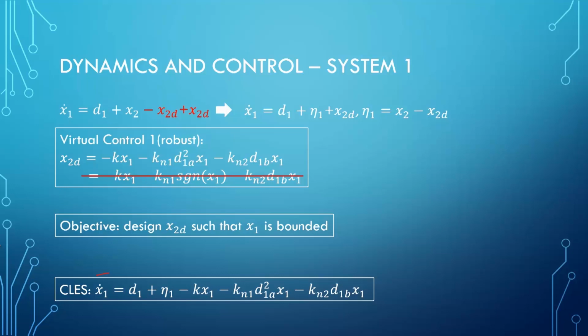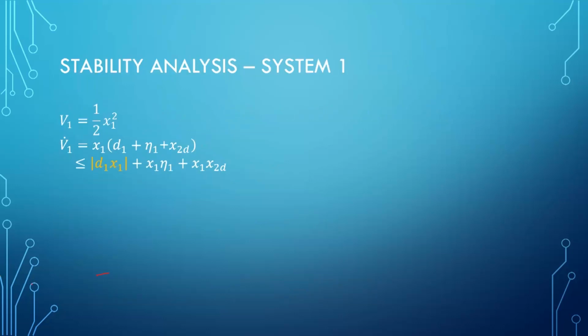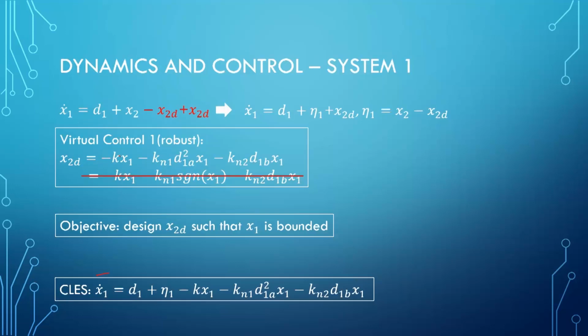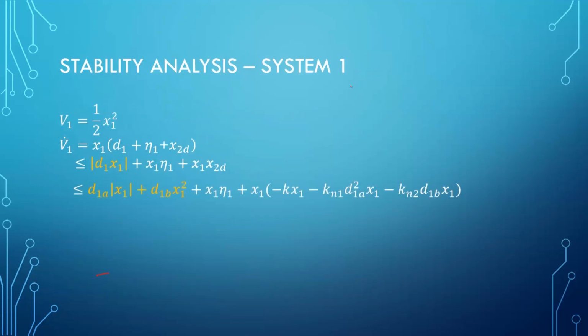And it's not clear how this can be a stable system, okay, until you do the Lyapunov function analysis. For system 1, we choose a Lyapunov function V1, which is 1/2 x1 squared, and you take the time derivative, substitute the open loop dynamics, closed loop dynamics, which is x2d, and you substitute x2d in here, you got this.